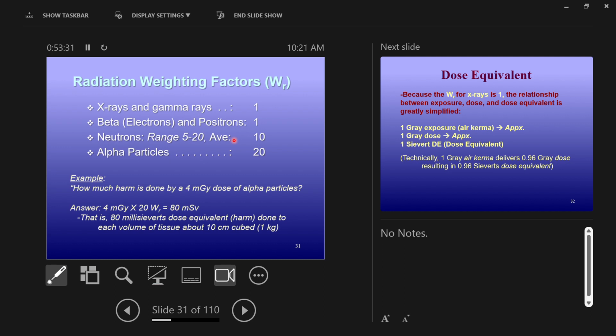So a good example would be, let me erase some of this. Right, so you're exposed to 5 milligray of X-rays. That's going to equal 5 sieverts of harm, okay? You're exposed to the same 5 milligrays, but this time of alpha radiation, right? Well, 5 times 20, 100.